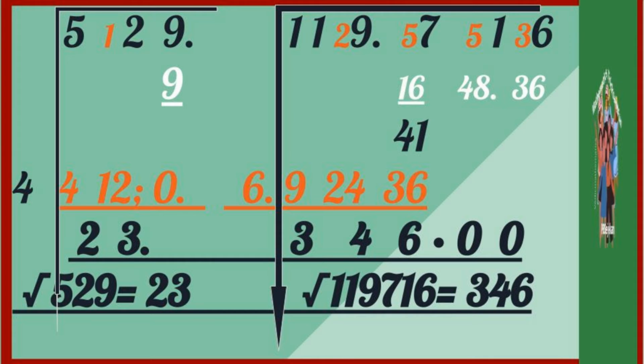We will take two examples here. How to find the square root using straight division. First example, square root of 529. 3 digits are here. Two groups, 5 and 29. We will take first 5.